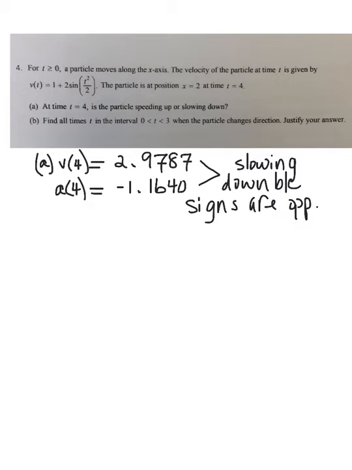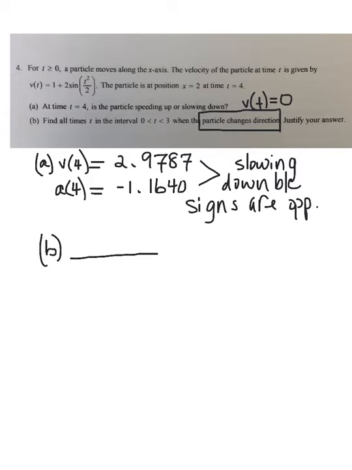It says find all the times in the interval from 0 to 3 where the particle changes direction. So this is the concept that I want to make sure that you understand. When a particle changes direction, first off, you need to find out where the velocity is equal to 0, and then I need to see if we have a sign change around that point. So this is what I mean. You'd have to have your velocity equation, right?